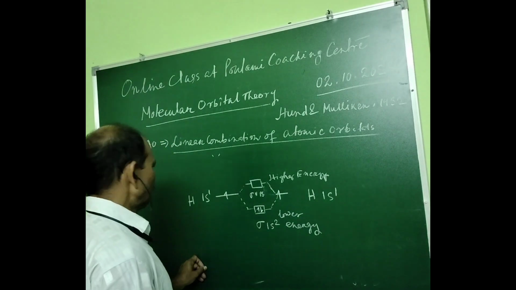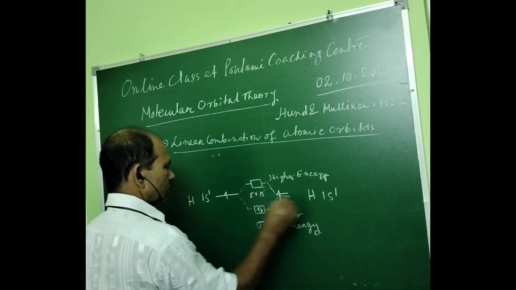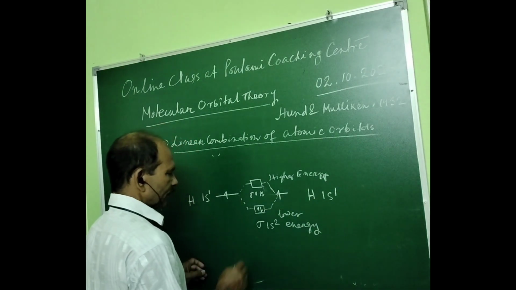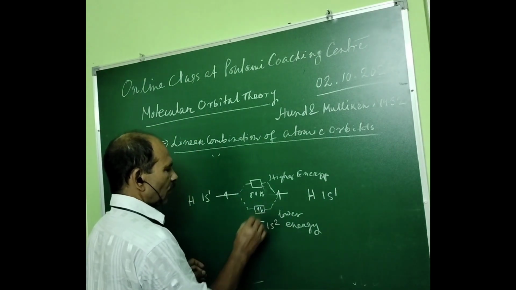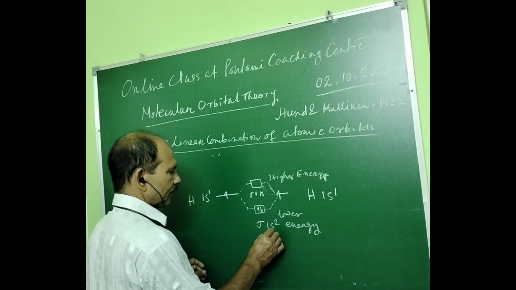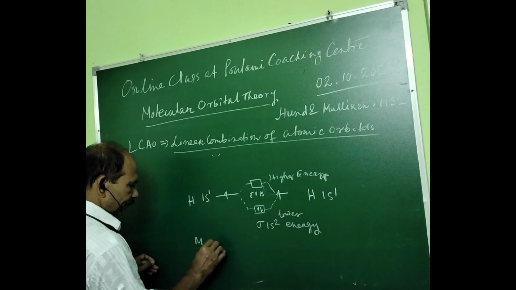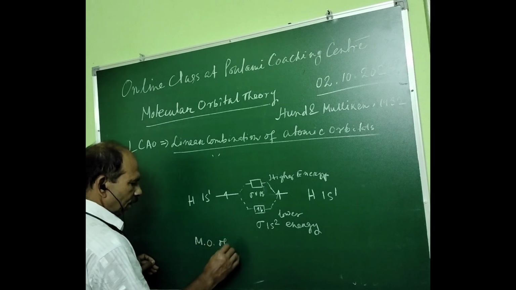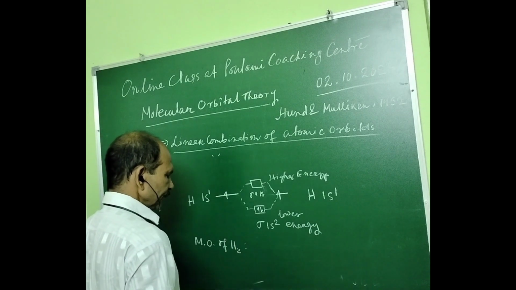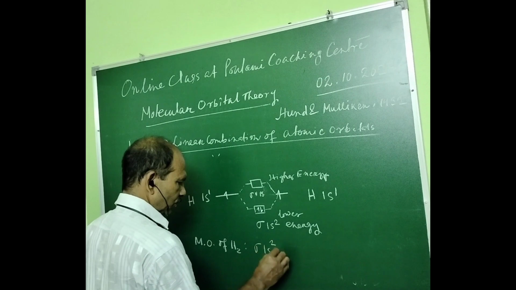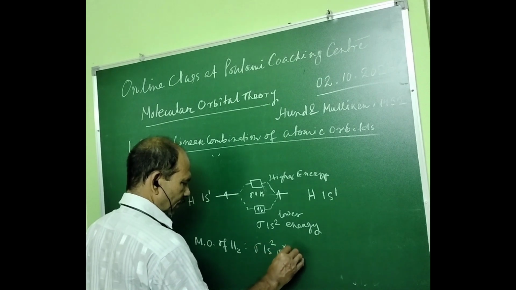So these two electrons of the two atomic orbitals combine and occupy the bonding molecular orbital sigma 1s. So we can write the molecular orbital configuration of H2 as (sigma 1s)2 (sigma star 1s)0.